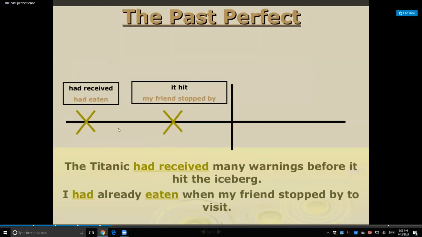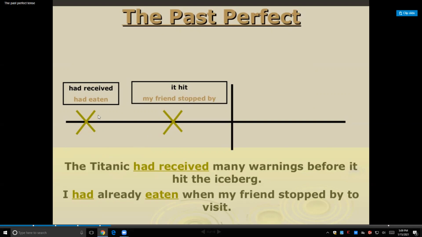Now you can see this example. Had received, it hit. Okay, so there are two actions, one receiving, second hit. So if we have written had received, that means this action took place before this action. Had eaten, my friend stopped by. So that means now this action took place before this action. That is why this action is in past perfect, and the second action is in past simple tense.